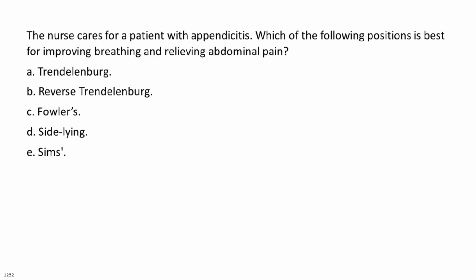The nurse cares for a patient with appendicitis. Which of the following positions is best for improving breathing and relieving abdominal pain? A. Trendelenburg. B. Reverse Trendelenburg. C. Fowler's. D. Side lying. E. Sims.